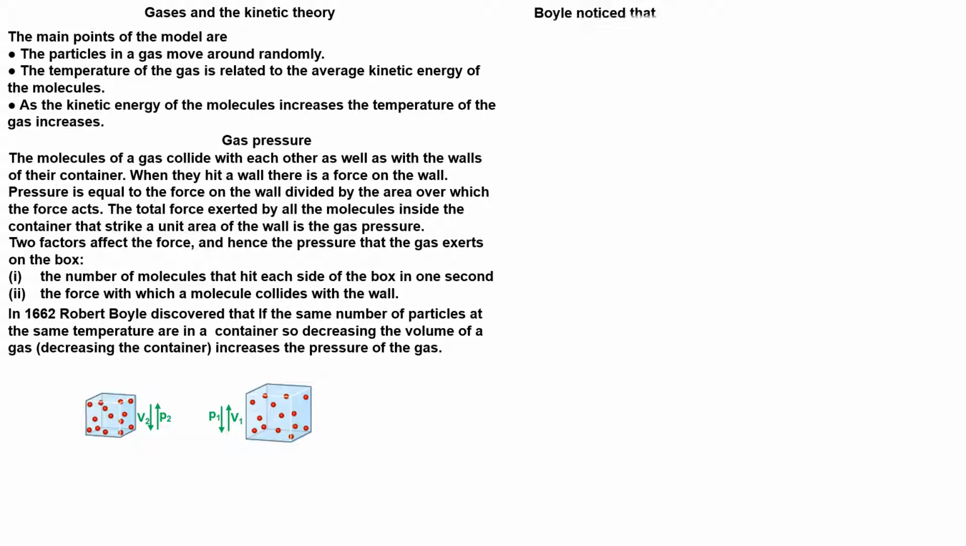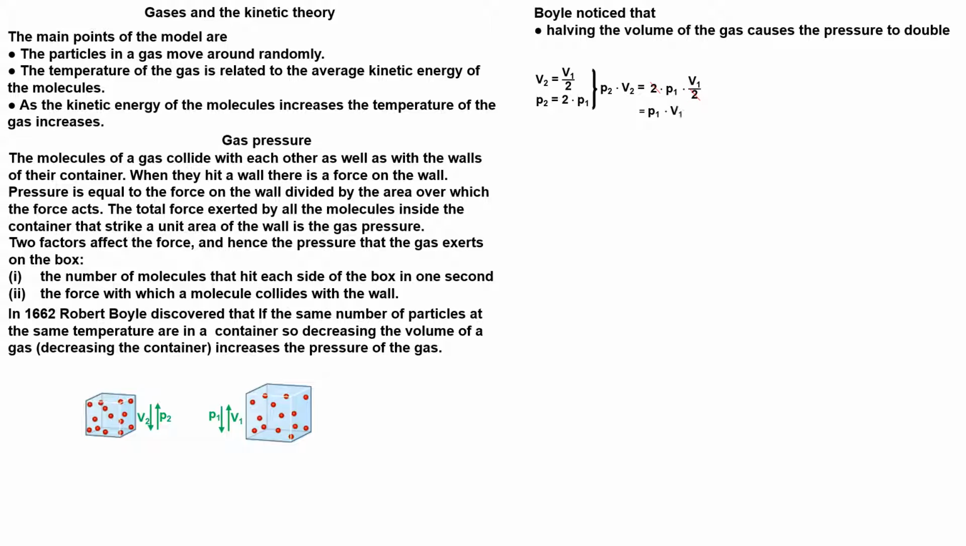Boyle noticed that halving the volume of the gas causes the pressure to double. Now let's multiply the new pressure by the new volume. The new pressure times new volume is the same as the initial pressure times initial volume.